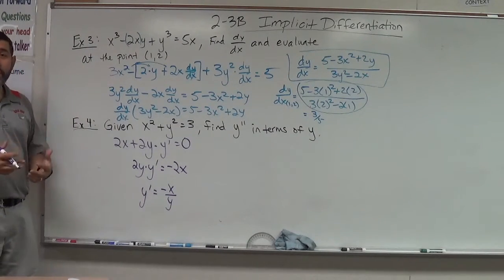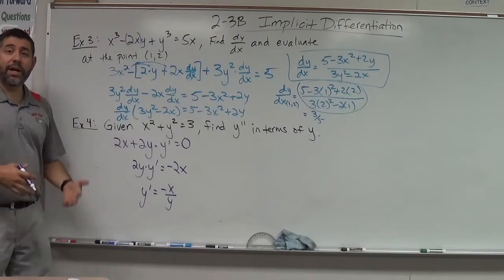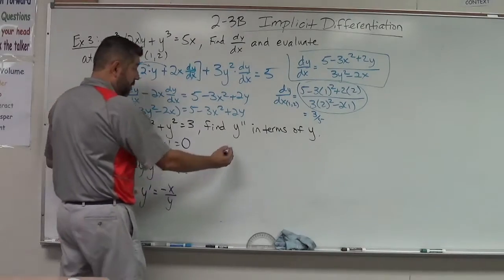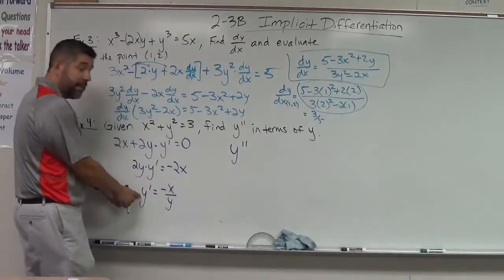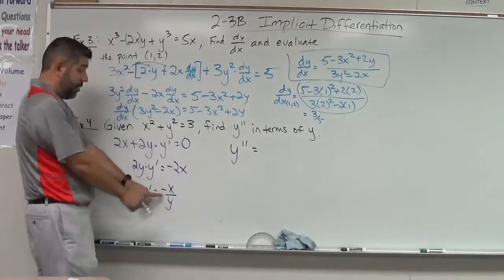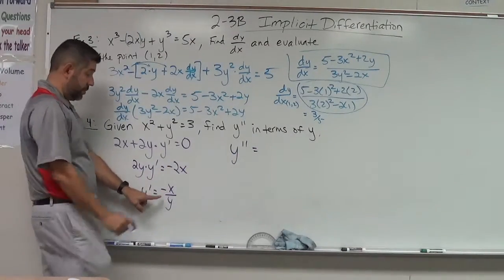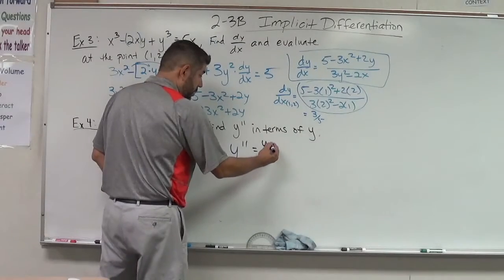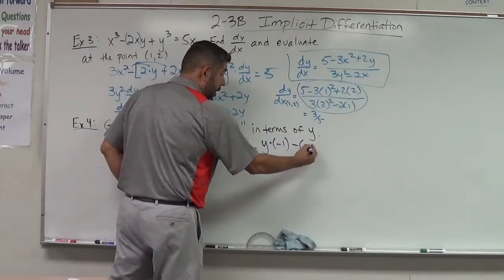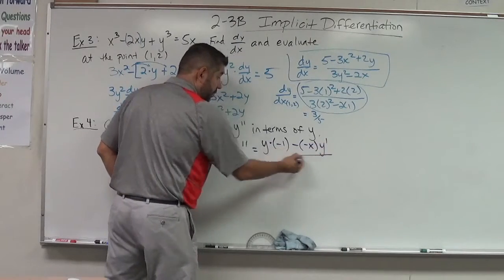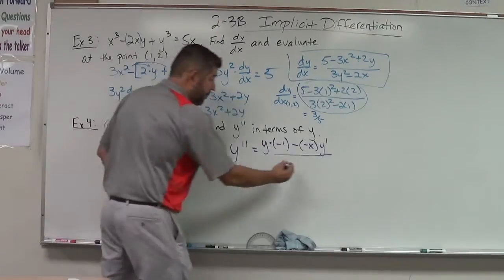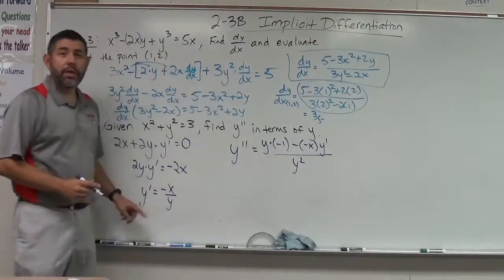So, now that I've done that, I can take the derivative again to find my second derivative. So my second derivative is going to be y double prime, right? The derivative of y prime is y double prime. Equals, so now notice here I've got a quotient rule. So low d high, negative 1, minus high d low. The derivative of y is y prime. Square the bottom, and away we go.